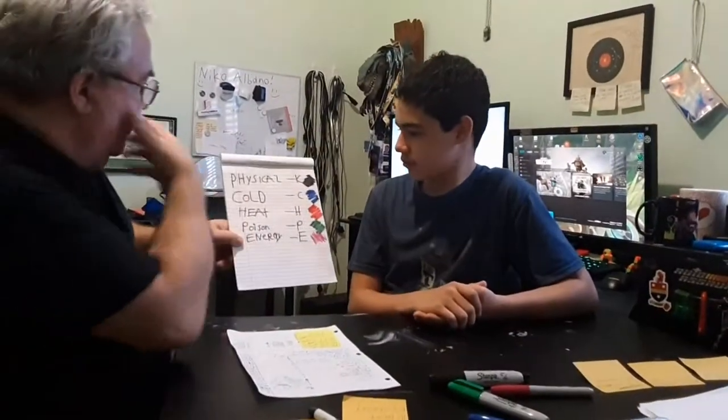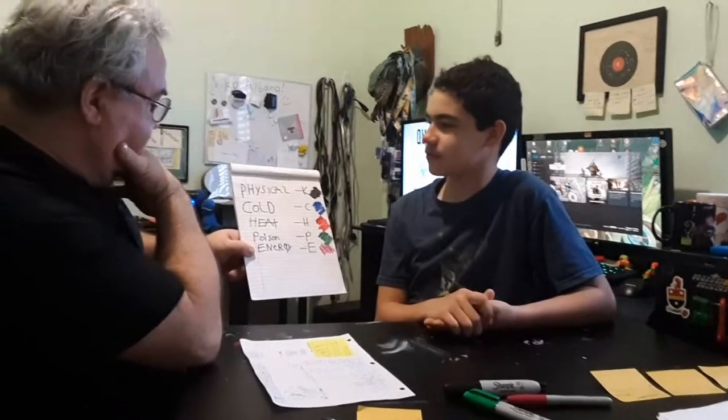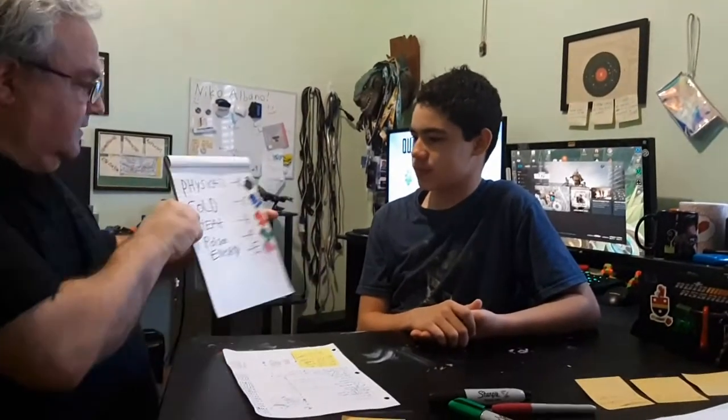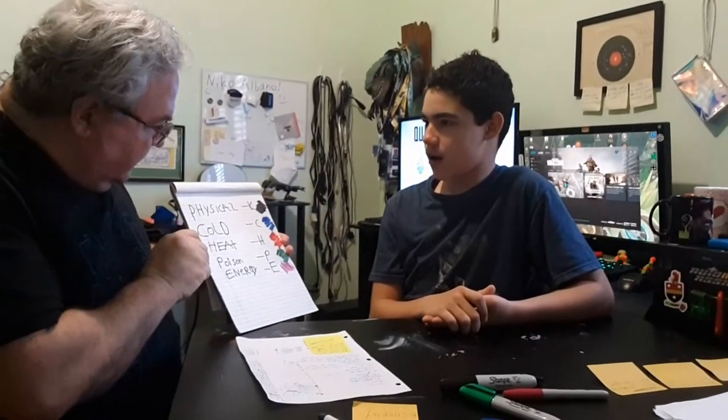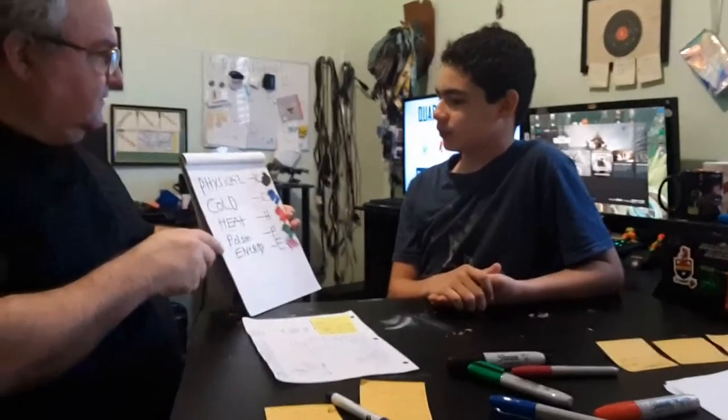Niko made up a list here. Physical, cold, heat, poison, energy, sentient. It said that you needed this with the colors and everything. So what exactly is this? This is for the game, right?